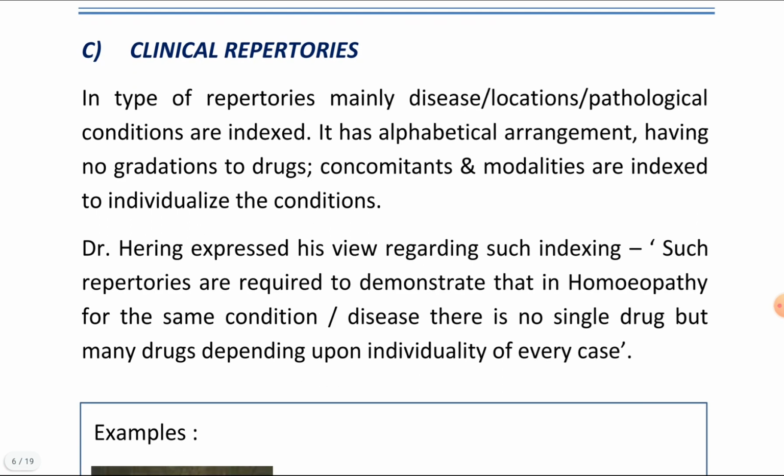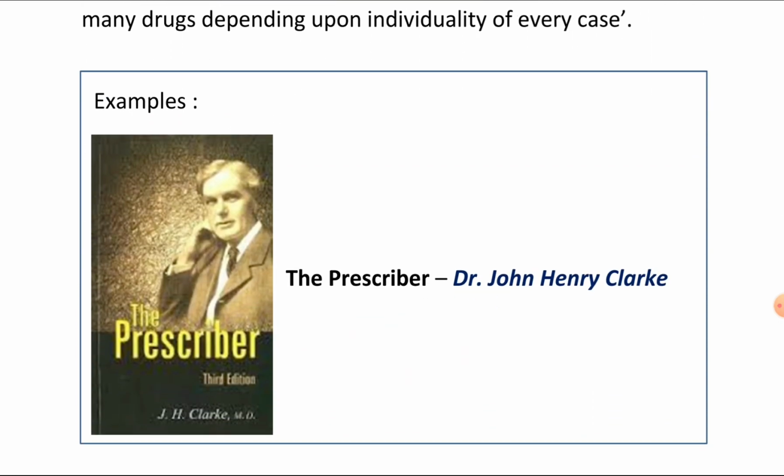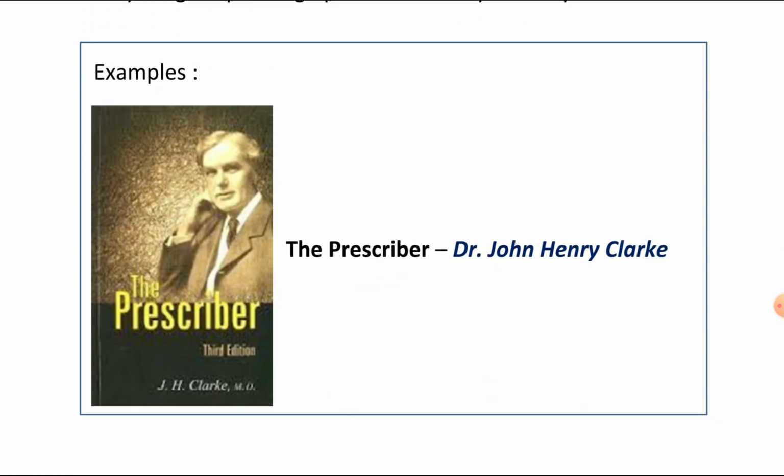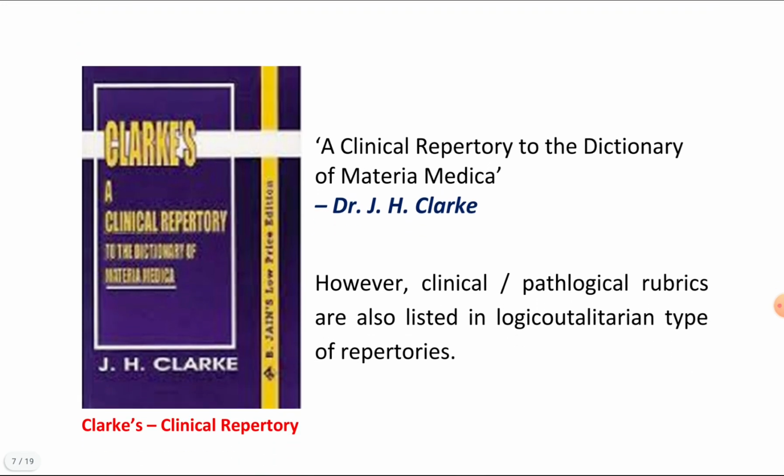Clinical repertories. In this type of repertories, mainly diseases, locations and pathological conditions are indexed. It has an alphabetical arrangement with no gradations to drugs. Concomitants and modalities are indexed to individualize the conditions. Dr. Herring expressed his views regarding such indexing. Such repertories are required to demonstrate that in homeopathy, for the same condition or disease, there is no single drug, but many drugs depending upon the individuality of every case. Examples include The Prescriber by Dr. John Henry Clarke, and a Clinical Repertory, a Dictionary of Homeopathic Materia Medica by Dr. J.H. Clarke.